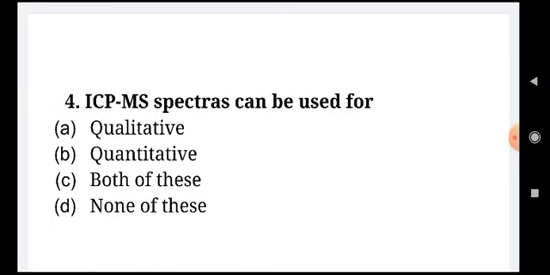ICP-MS can be used for qualitative analysis, quantitative analysis, both of these, none of these. For both qualitative and quantitative analysis, this can be used. So the correct answer is C.